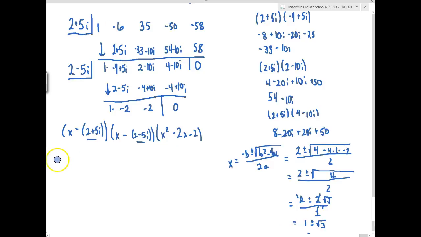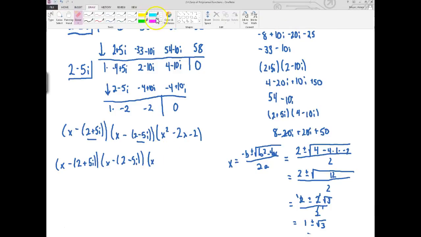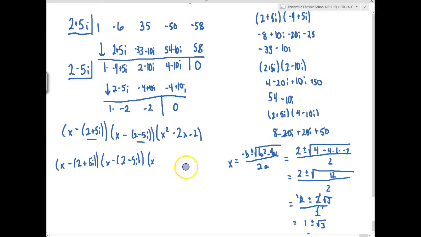So how we could write that all as linear factors is x minus 2 plus 5i, x minus 2 minus 5i, x minus our factor here, 1 plus radical 3, and then x minus our other factor, 1 minus radical 3. So those are all four of our factors written out in linear form.